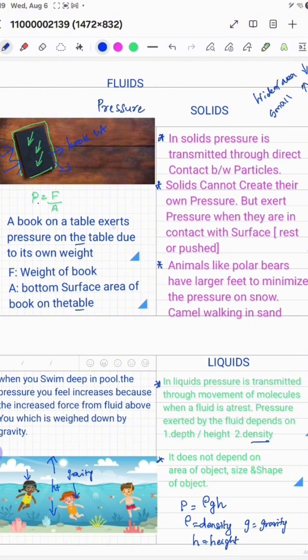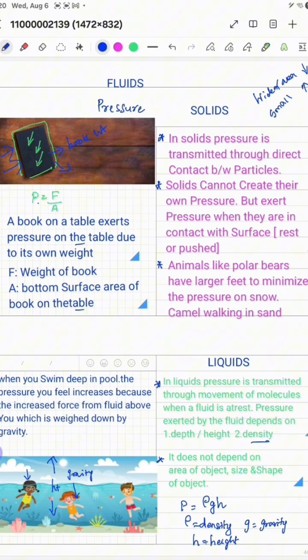A book is kept on a table. It exerts some pressure even when it is at rest. So how to calculate the pressure? It is the force of the body, that is the book's weight, which is acting perpendicularly downwards, not on the table entirely but only on the bottom surface of the book, right? So pressure is equal to the weight of the book, that is F, divided by the bottom surface area of the book on the table, which is the area to be calculated.